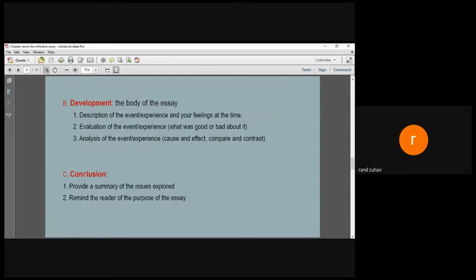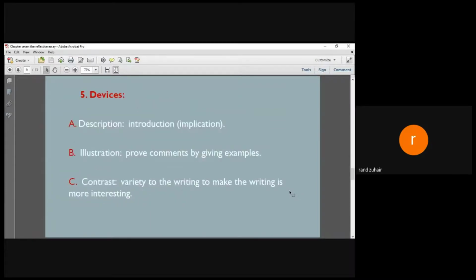Okay, C, conclusion, which is the last paragraph, the closing with which you end your reflective essay. Number one, provide a summary of the issues explored and remind the reader of the purpose of the essay. 5. Devices, the tools used by the writer. Description in the introduction gives an impression to the reader of what you are going to talk about. In the introduction you give background about your essay.